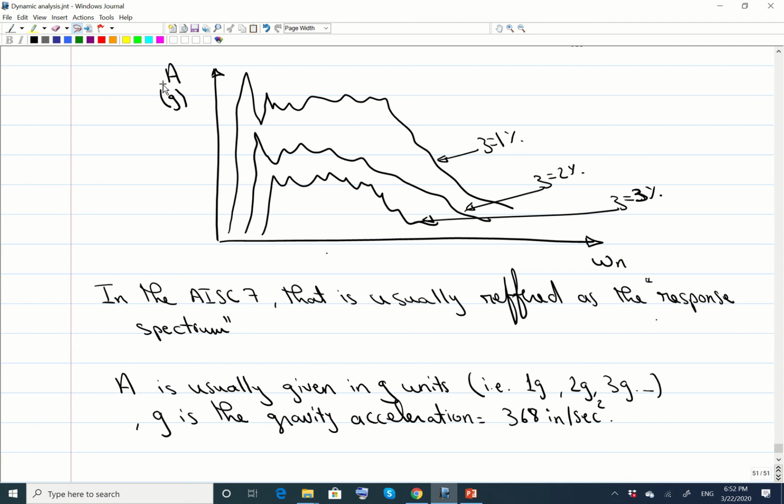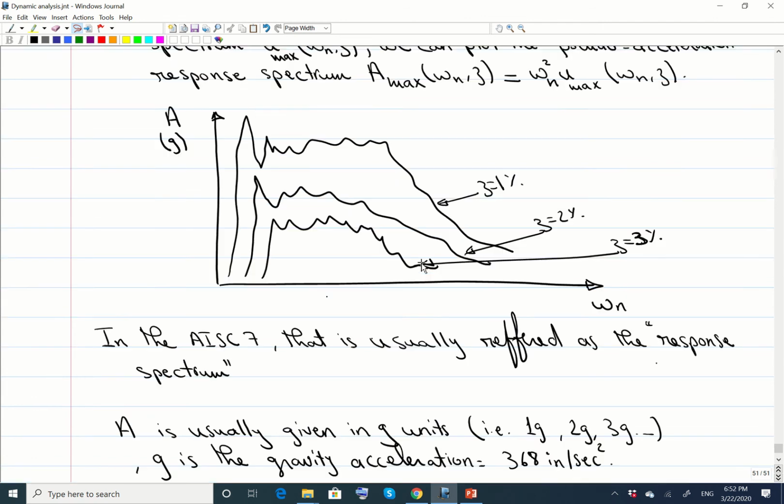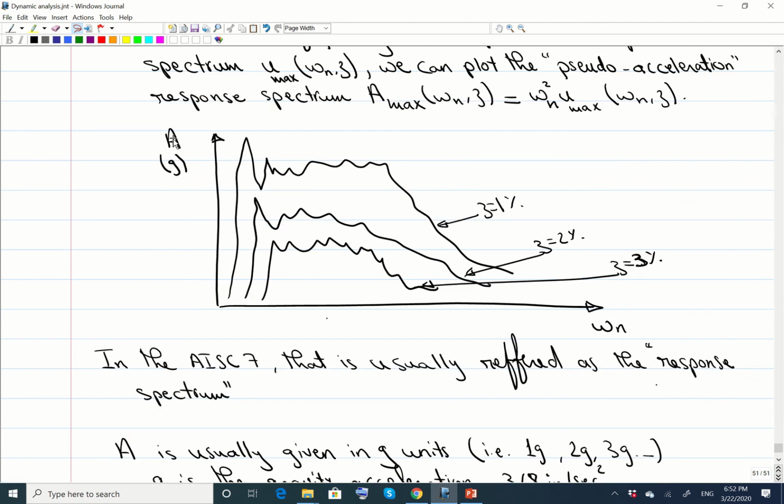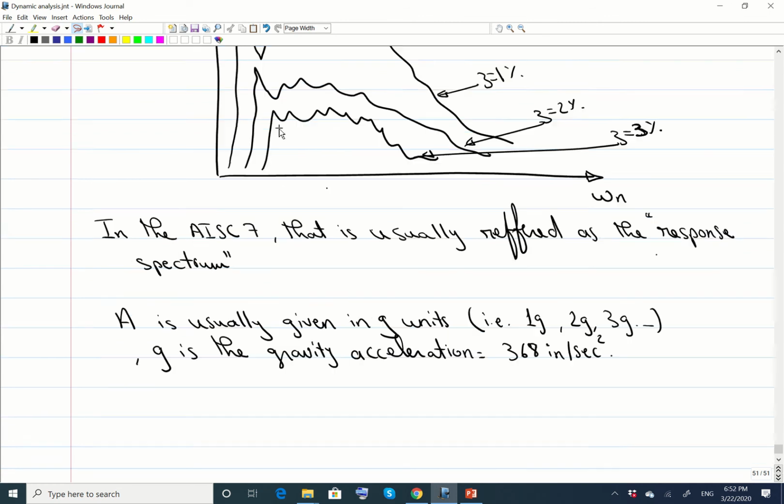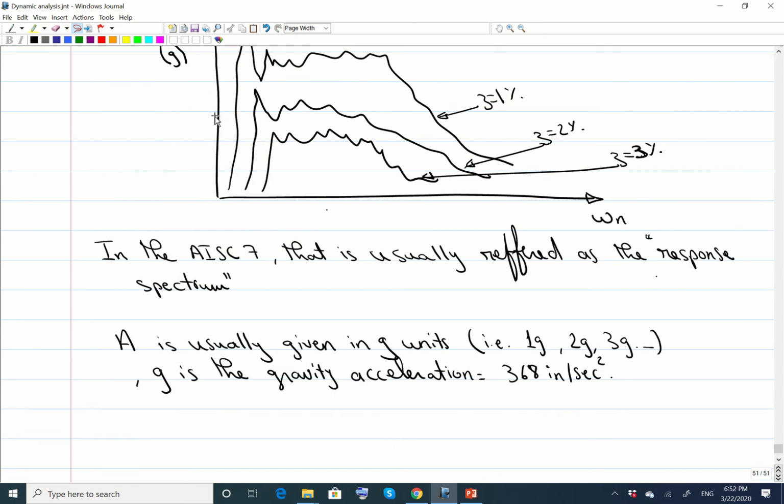Usually those A, the pseudo acceleration response spectrum, they call them the response spectrum, okay? They give A over here, the pseudo acceleration. It's an acceleration, so the unit should be a unit of acceleration. Usually they are given as multiples of g. What's g? g is the gravity acceleration. So you're going to see here 1, 2, 3. What's 1? 1 is 386 inches per second squared. What's 2? It's 2 multiplied by g, which is 772 inches per second squared, and so on, okay?